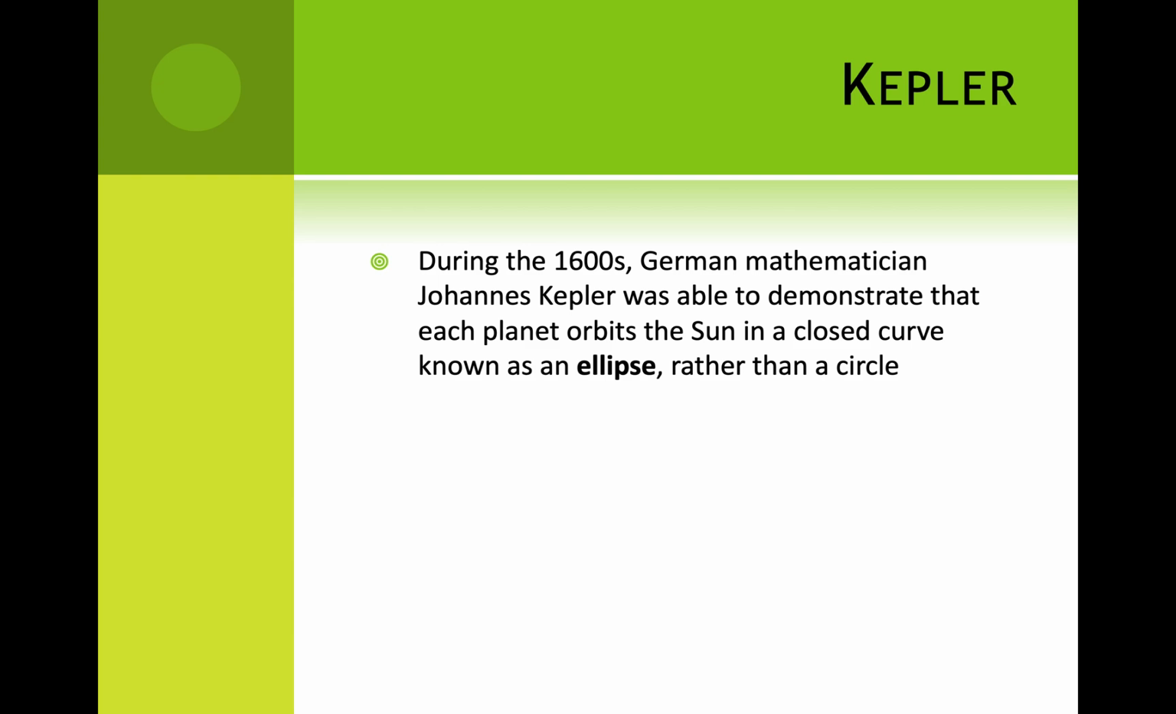And then about 100 years after Copernicus, a German mathematician named Johannes Kepler was able to demonstrate that every planet orbits the sun in a closed curve known as an ellipse rather than a circle. And there's actually a pretty precise mathematical definition of an ellipse. A circle is the set of all points equidistant from one single point.